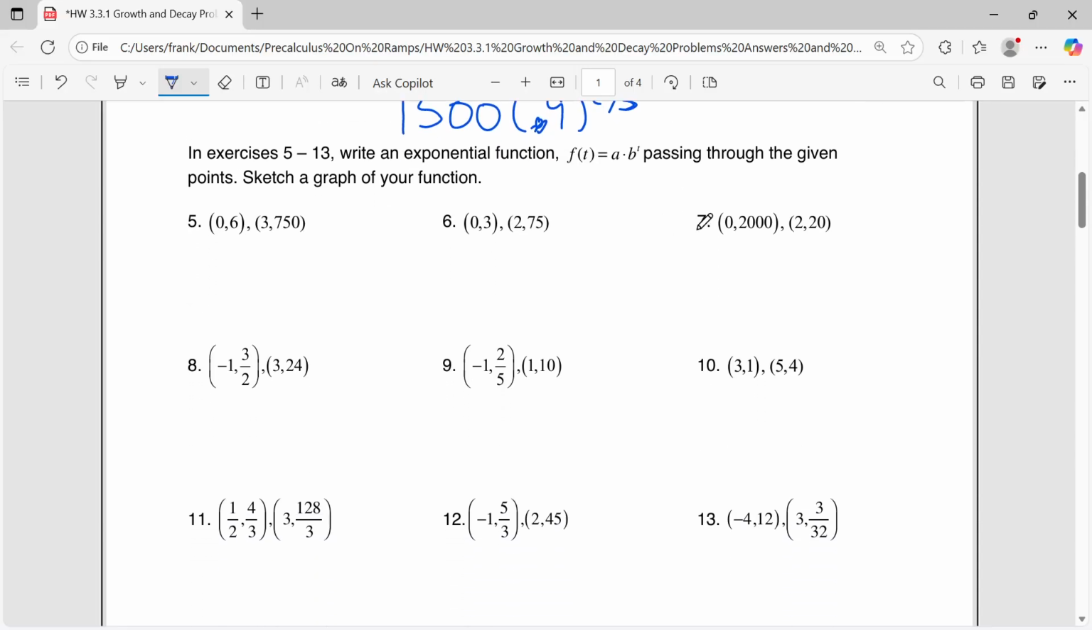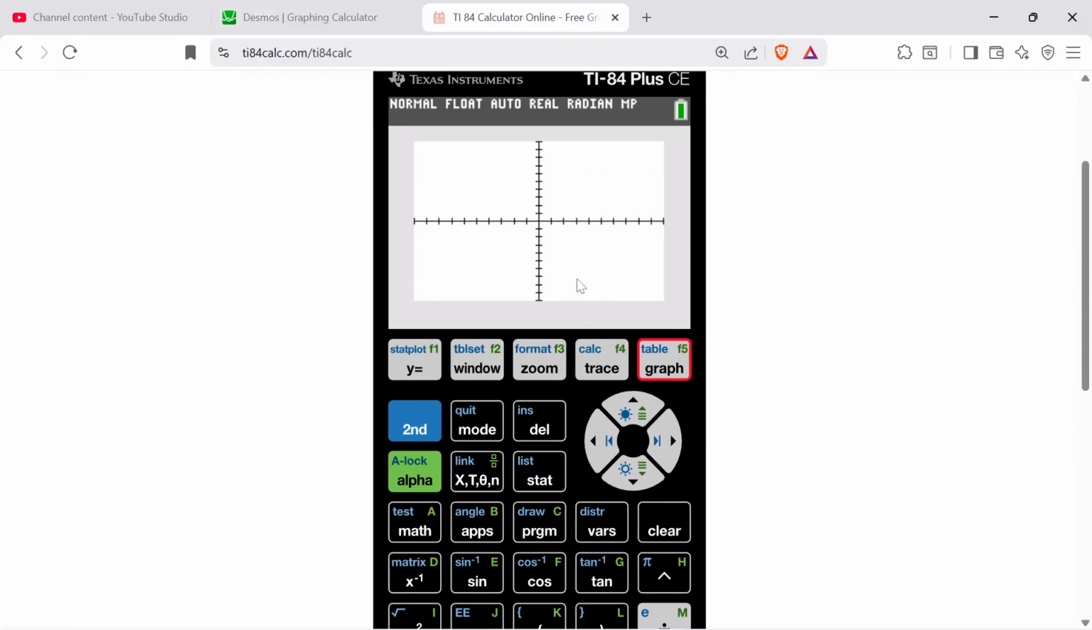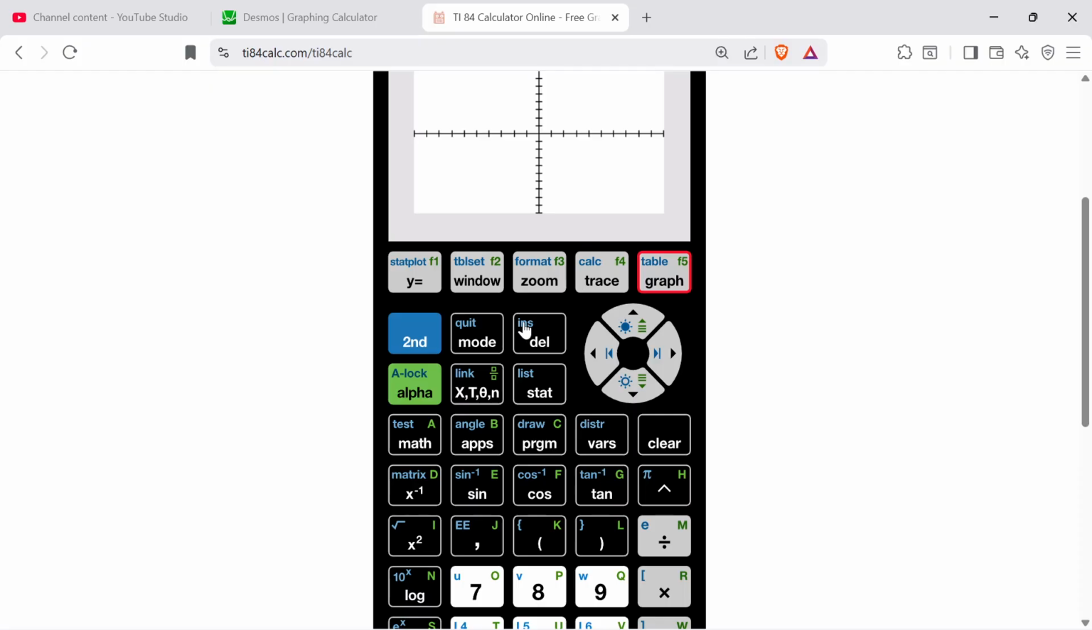Next one. In exercises 5 to 13, write an exponential function, a times b^t, passing through the given points. Sketch a graph of your function. Well, I'll show you how to do this on a TI-84, and then I will show you how to do it on Desmos. I'm only going to show the TI-84 once.